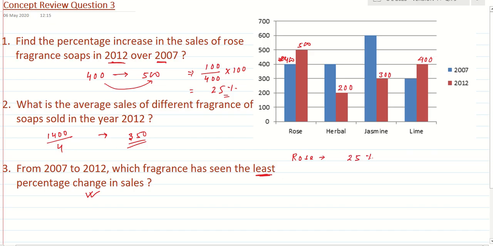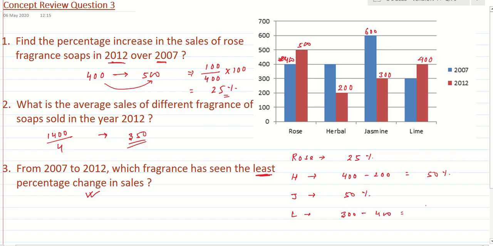Good one. And what about the herbal? So from 400 to 200. So change, what is change? 50%? Correct, no? And let's go for jasmine. 600 to 300. Again 50% decrement. I do not need any decrement and increment. Just look at the change. I need the value. Lime: 300 to 400.